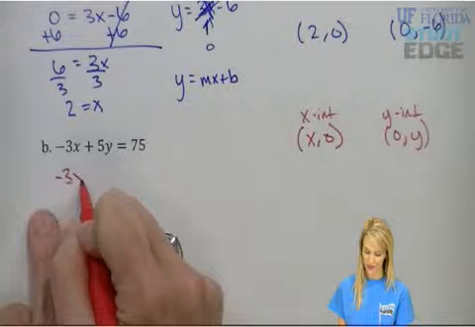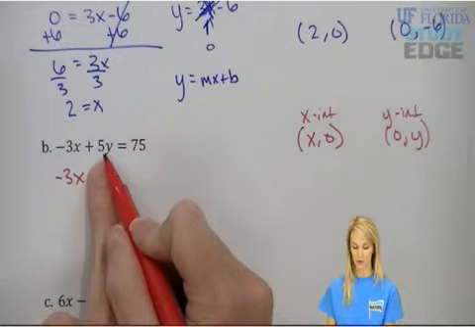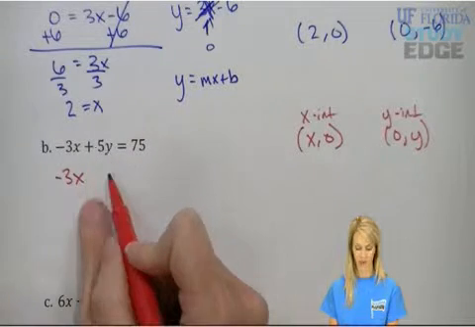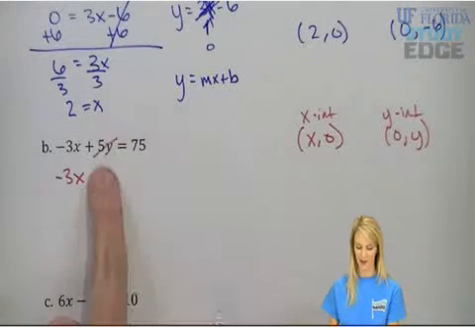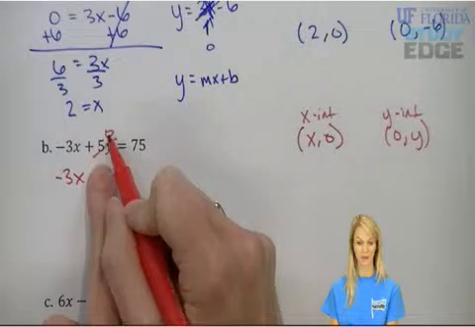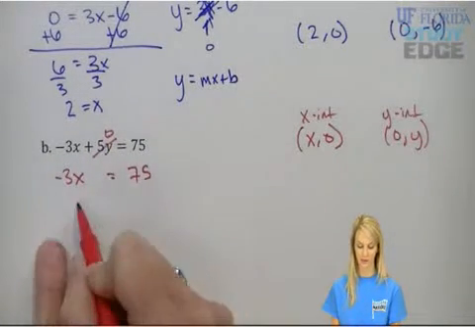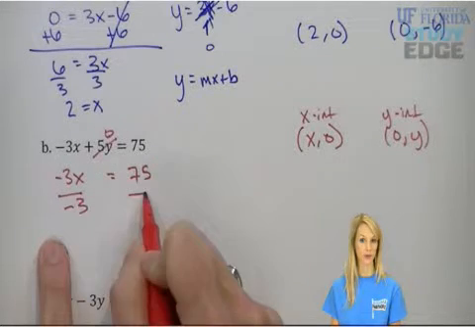Well, that would give us negative 3x plus 5 times 0. What's 5 times 0? It's just 0. That goes away, so we can leave that out. That cancels out because anything times 0 is 0. So we get negative 3x equals 75. Let's solve for x. Divide both sides by negative 3.